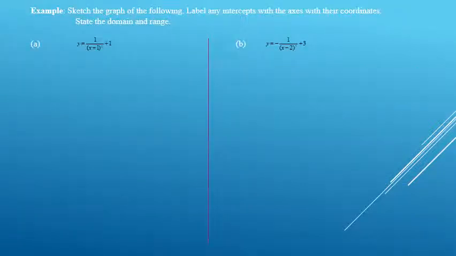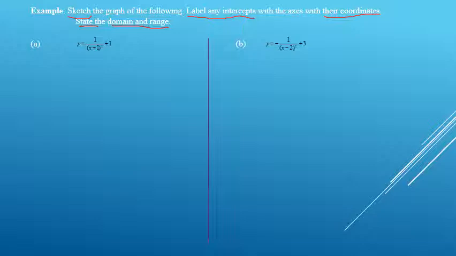Here we have two examples: sketch both these graphs, labelling intercepts with the axes with their coordinates, and state the domain and range. So first thing I'm going to do is underline the things that I need to do. I need to sketch, I need to label any intercepts, that's x and y, with their coordinates, and we also need to state the domain and range. There's quite a few things we need to do here. So at the end of the question, I'll just look back there.